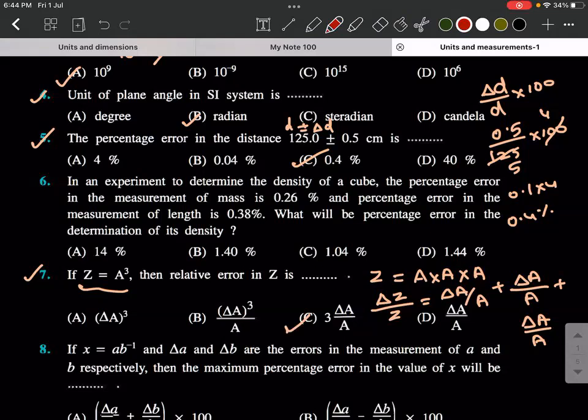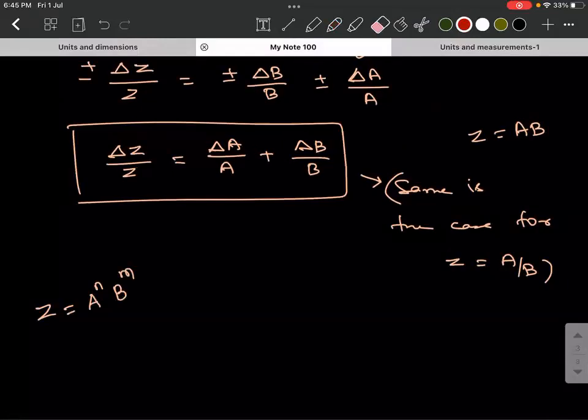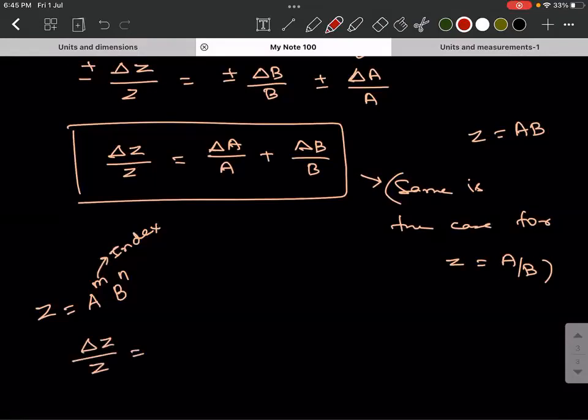So what I'm trying to tell from here is, listen to this first, then you can write it. If at all you have a physical quantity Z is equal to A power M into B power N. So this is also a product only, right? But the product has some power. That power is generally called the index. Then delta Z by Z will be equal to M times delta A by A plus N times delta B by B. Why did we get that? Because A is multiplied with itself M times. So your delta A by A will be added to delta A by A M times. That is why we wrote it as M times delta A by A. Similarly, delta B by B is N times delta B by B. So to be more specific, right?